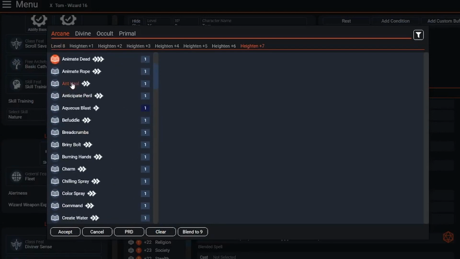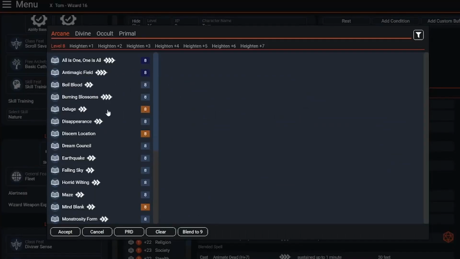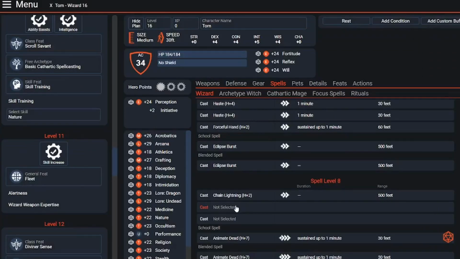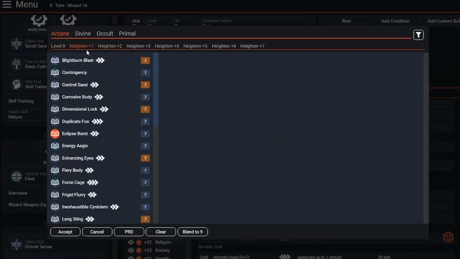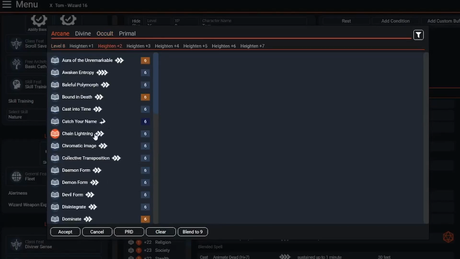A couple of these as always. Again, more or less depending on how effective you found this spell so far. And here you can take more Eclipse Burst. I will still take Chain Lightning though, because of the way this is party friendly. So it's probably still the superior option.